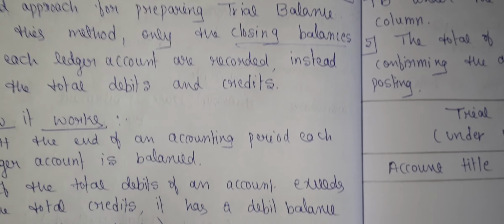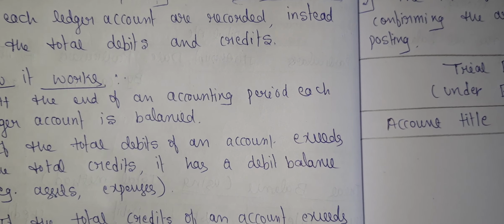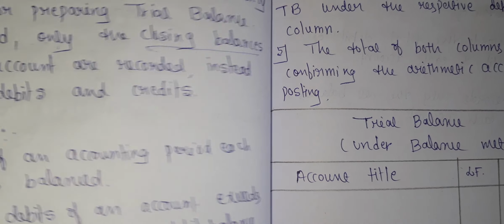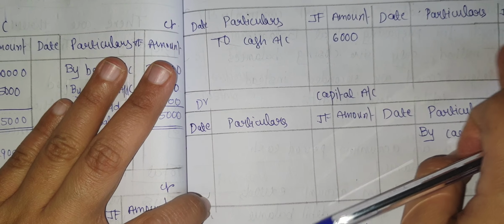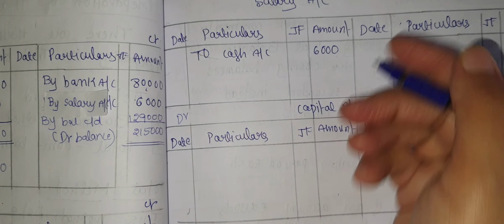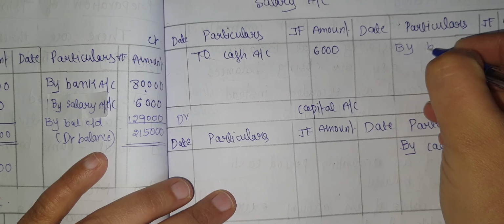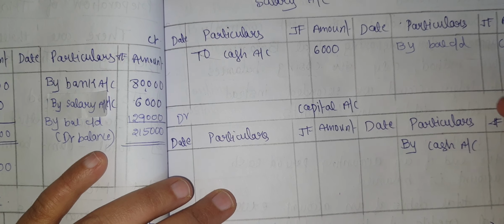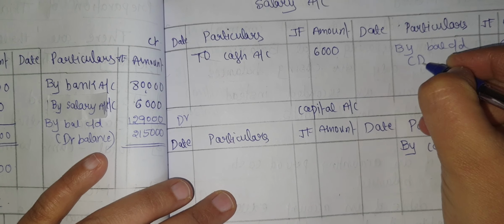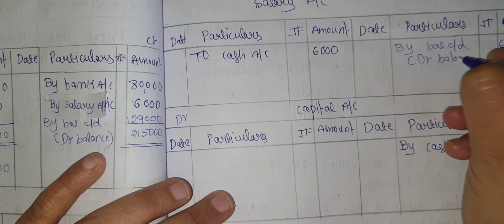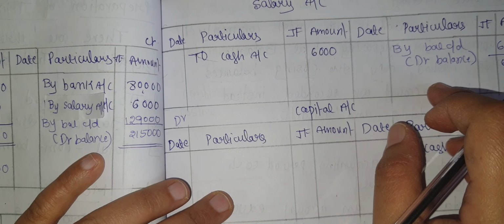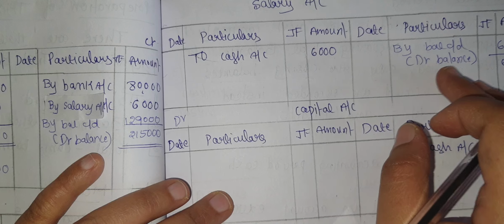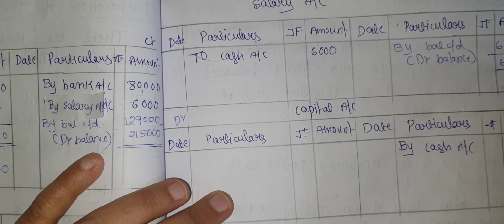So expenses means what? Total debits are more than total credits. It has a debit balance. Okay, see here, total debits more than 6,000. There is no balance in the credit side. So by balance carried on 6,000 means debit balance. We have to take it as a debit balance when we record the amount in the trial balance. Okay, 6,000.